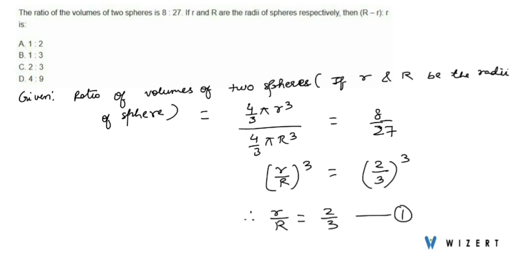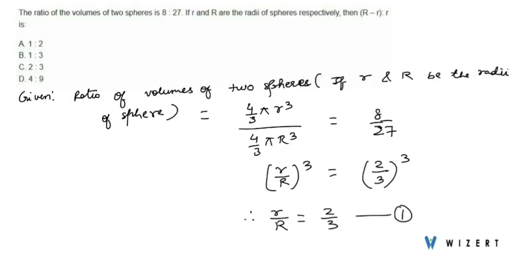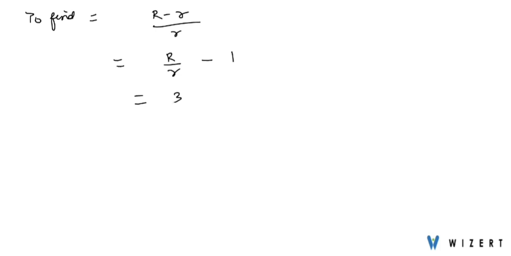Let's say this be the first equation. Now what we have to find is this ratio, capital R minus small r divided by small r. So we can write it like this, capital R by small r minus r by r is 1. So this ratio we have to find out. Why we have written like this? Because we know the ratio of small r by capital R, that is 2/3. So the ratio of capital R by small r will be its reciprocal, that is 3/2. So 3/2 minus 1. This we have written from equation 1.